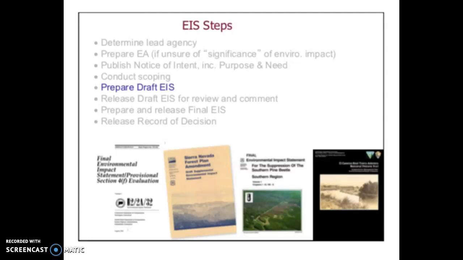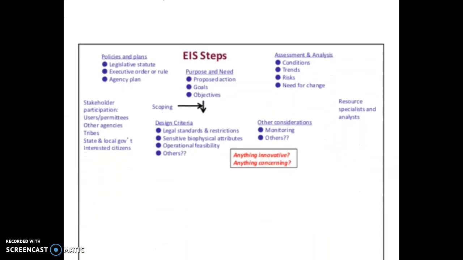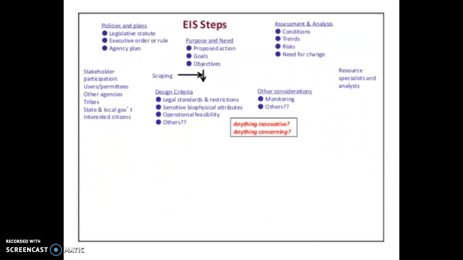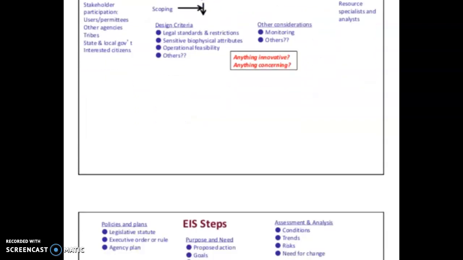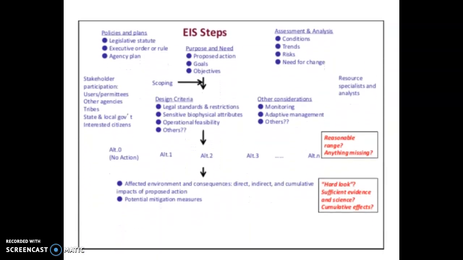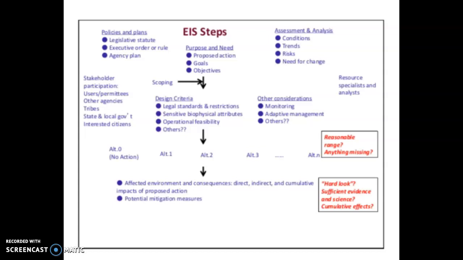After scoping occurs, a draft EIS is then prepared. And so this will include the design criteria that was developed during the scoping, and any additional information that was gathered within the scoping process. A key component is the development of the range of alternatives.